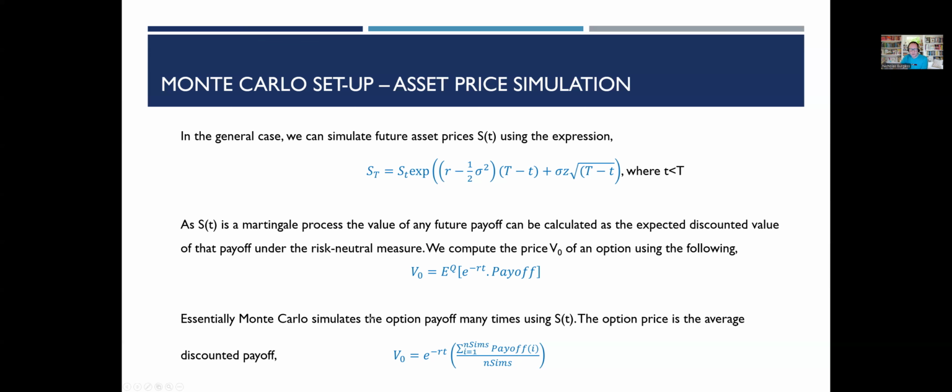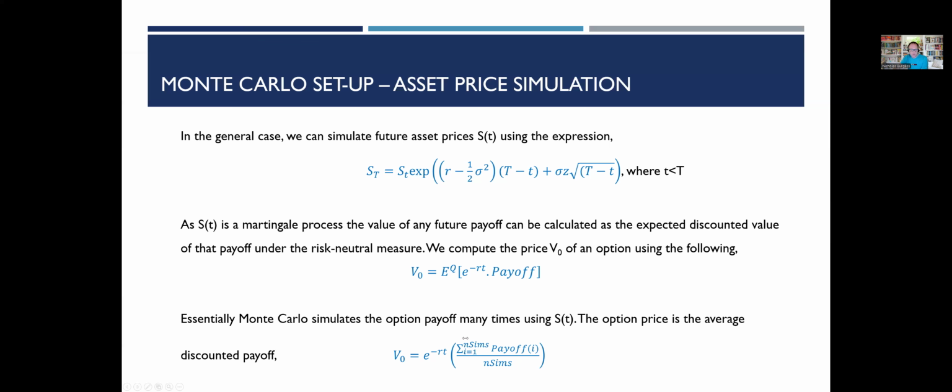Essentially, Monte Carlo simulates the option payoff many times using S_t, using this formula, and the option price is the average discounted payoff. So the expected value is just the average over many simulations. If you calculate your payoff many times, from one to the number of simulations, so maybe it's 10,000, maybe it's 1,000, take the average, and you discount it. Because the r is an independent term, I just took this outside. That's all I've done here. I could have left it inside the discounted payoff, but there's no need to calculate the discount factor many times because it's not changing.